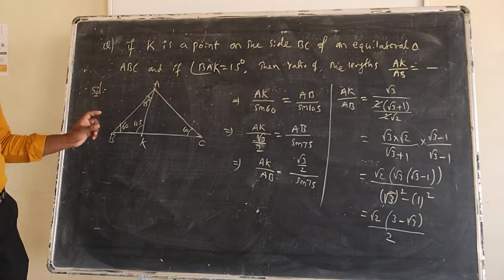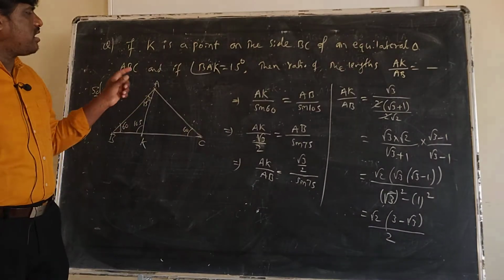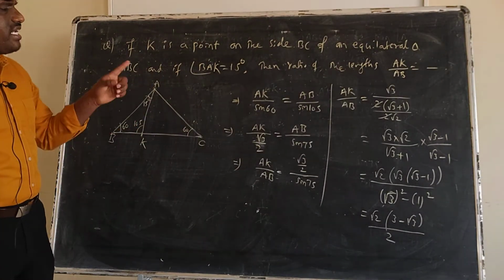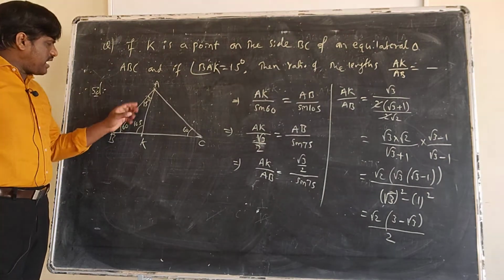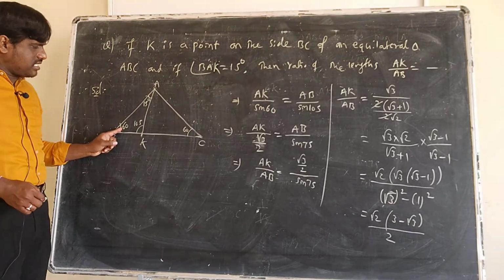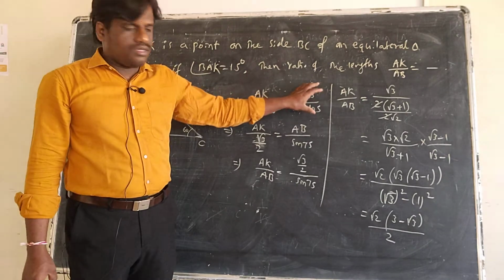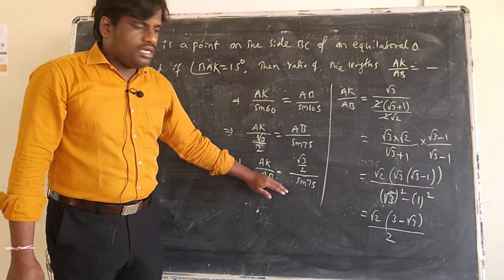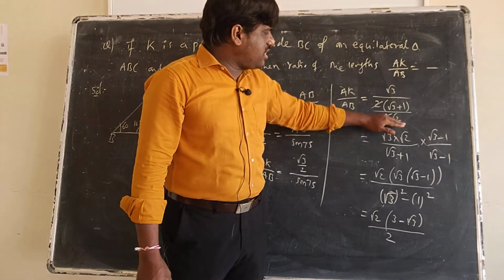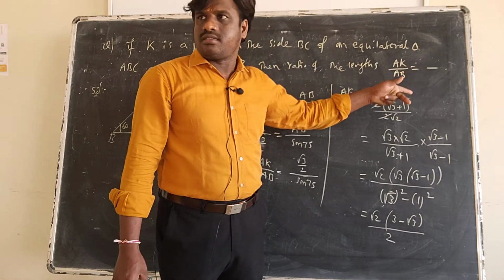So I'll repeat again. K is a point on the side of BC anywhere on equilateral triangle. BAK is 15 degrees. Then it is asking to find AK by AB. So here sine rule is applied. Sine rule is AK opposite angle 60, AB opposite angle 105. We can write sine rule, and just we simplified it. Sine 75 degrees is root 3 plus 1 by 2 root 2. So actually this is only the answer, but according to the options we have to rationalize.